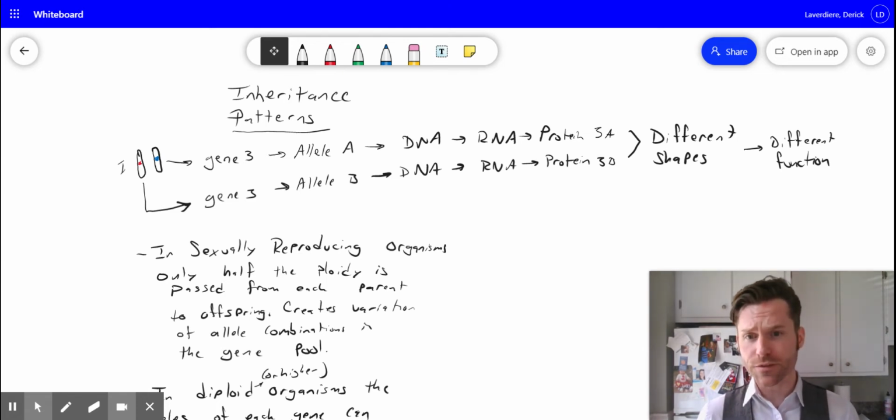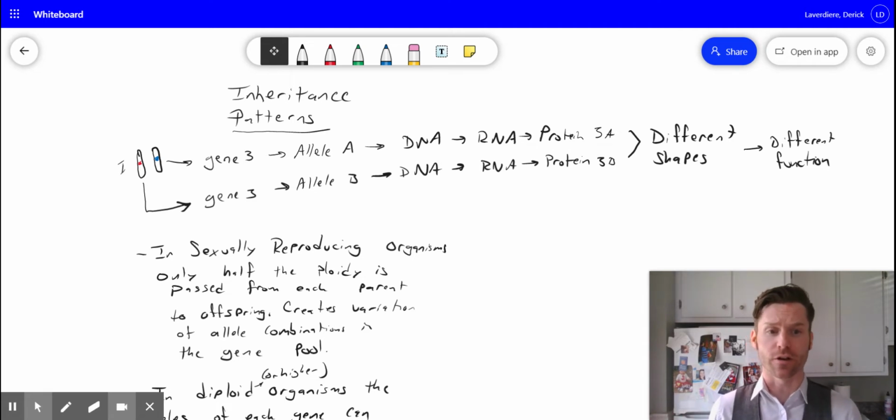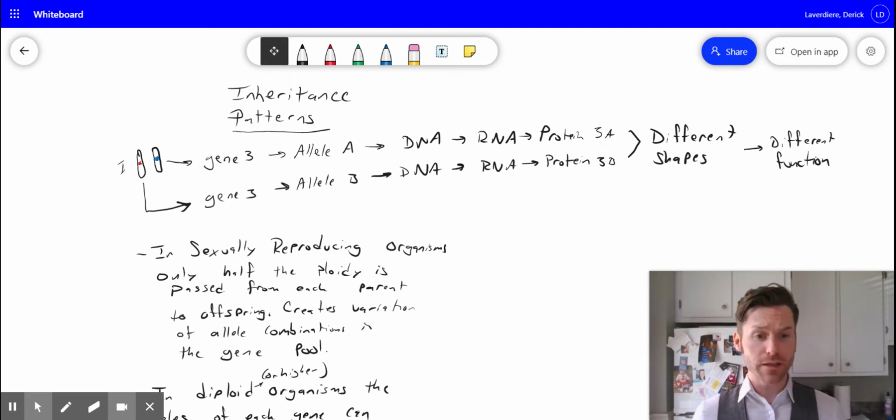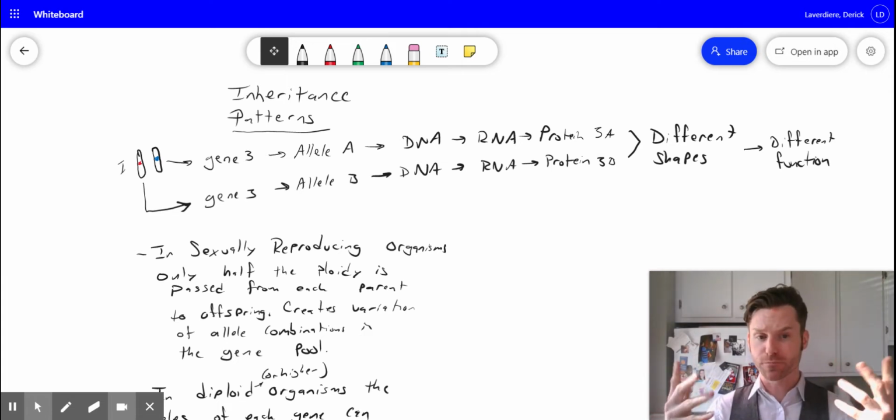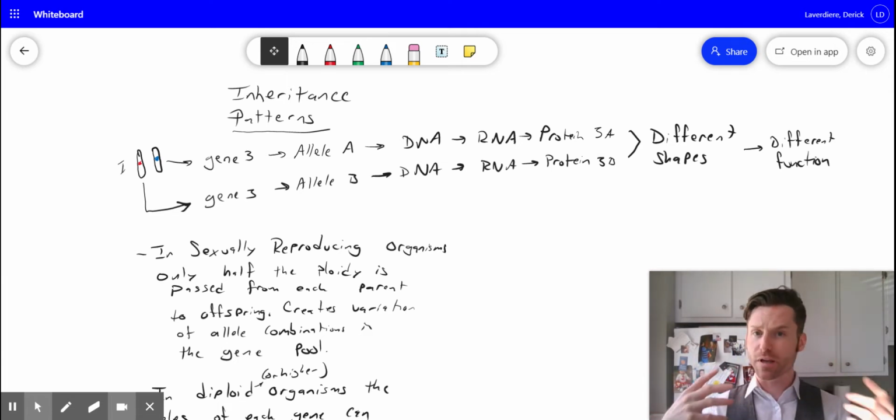Allele A is one variation in the coding of the DNA for this gene 3. So let's say allele A is the gray fur. Allele B is a different variation of the coding for that same gene. So something about the DNA sequence is changed between A and B. There was a mutation along the way, it's picked up different sequences, and therefore it's going to make a different ultimate protein and have a different trait expression.